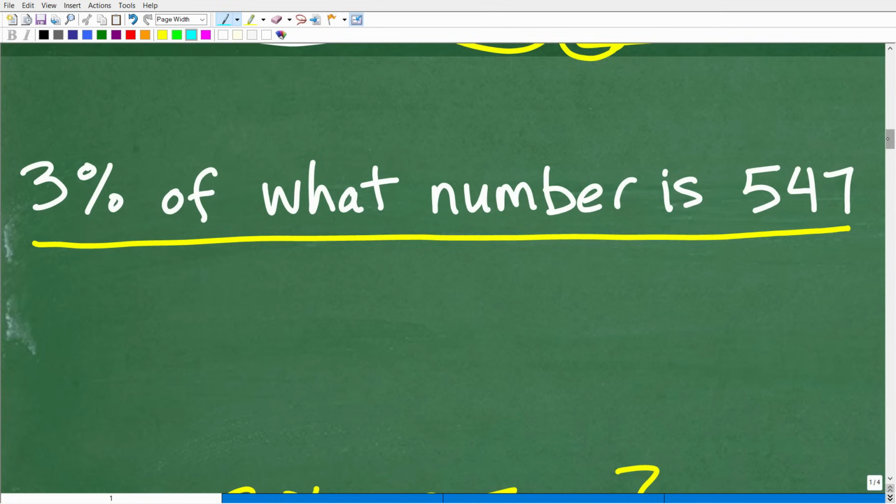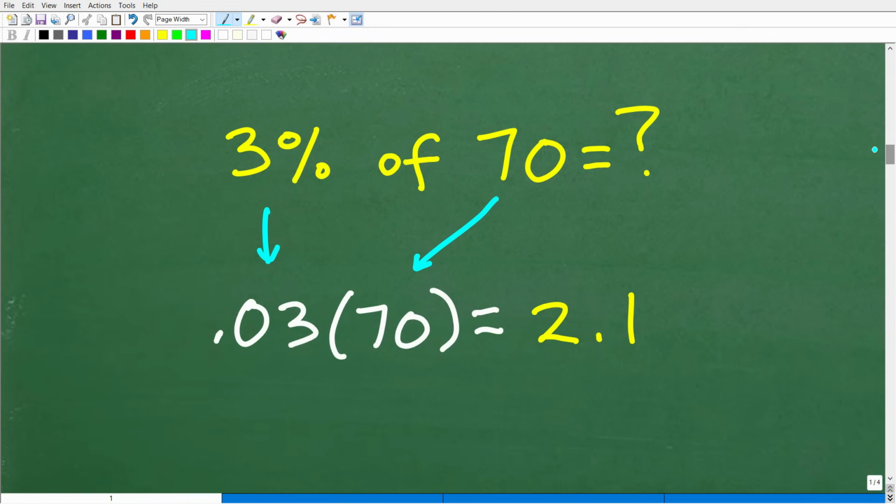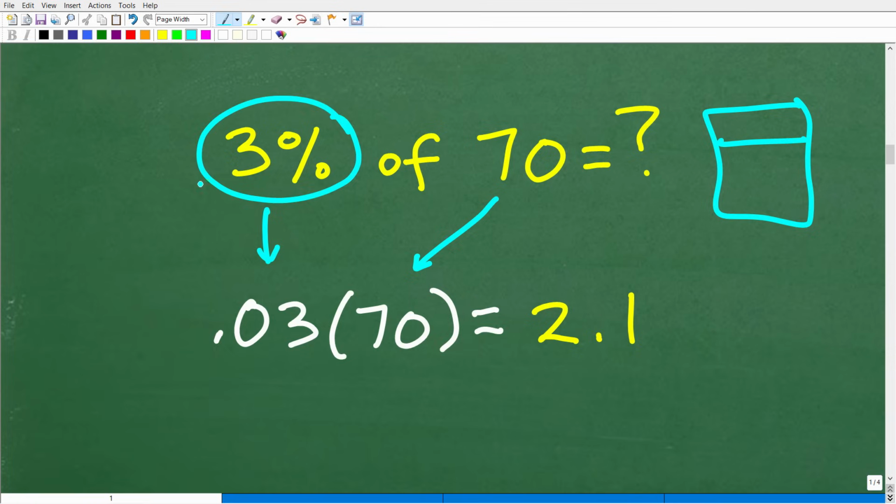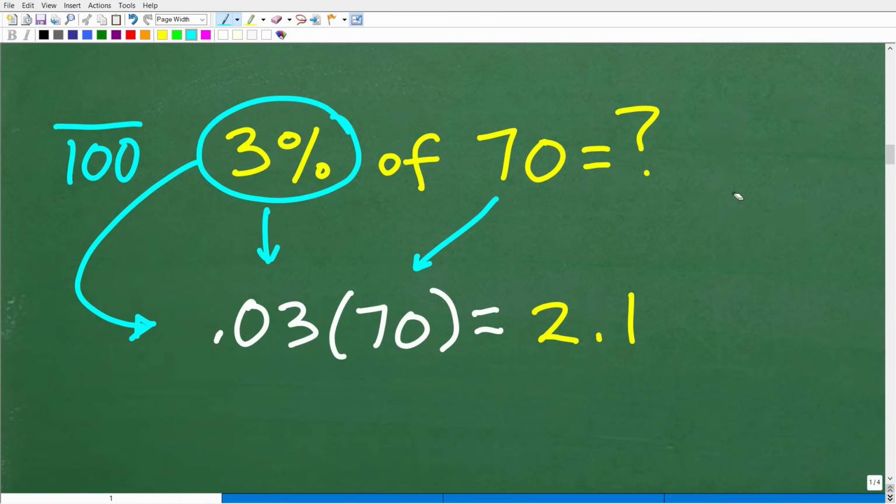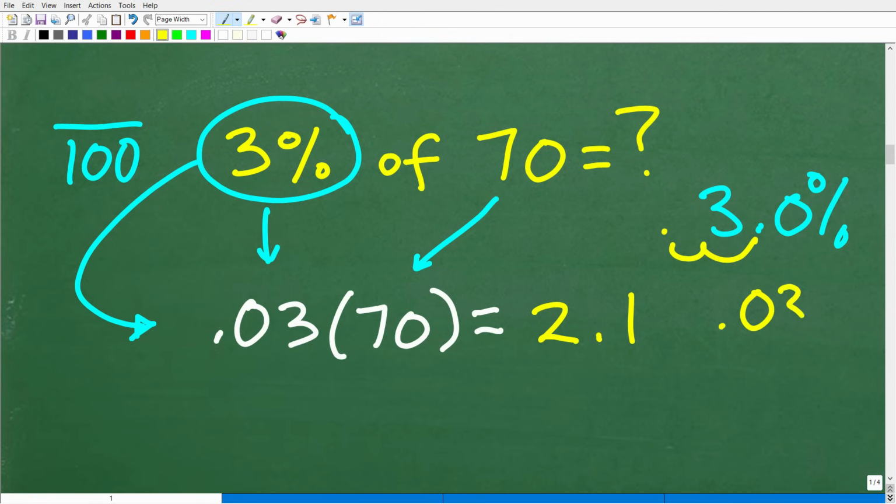Well, let's do a quick review of percent. Let's suppose I asked you, 3% of 70 is what? Well, most of you would break out your calculator, but what are you going to do? This is how you find the percent of a number. We're going to change this percent to a decimal. Now how do we do that? Basically we divide by 100, which is the same thing as moving the decimal point over two places to the left. So if you have 3% or 3.0%, when you divide by 100, the decimal point moves over two places to the left, so that's 0.03.